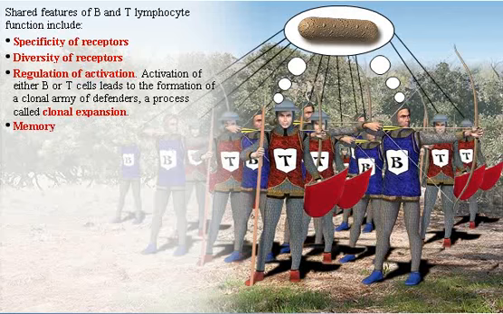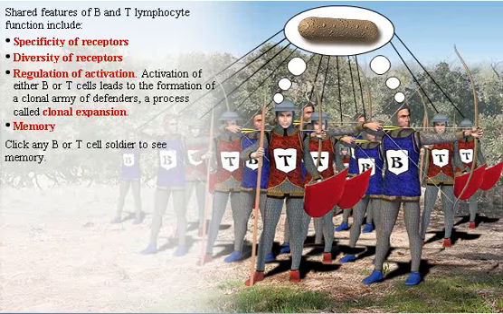The last shared feature is memory. After an initial encounter with antigen, long-lived B and T cells act as a kind of memory so that when the antigen is encountered again, the immune system can mount a more rapid and effective response. Click any B or T cell soldier to see memory.